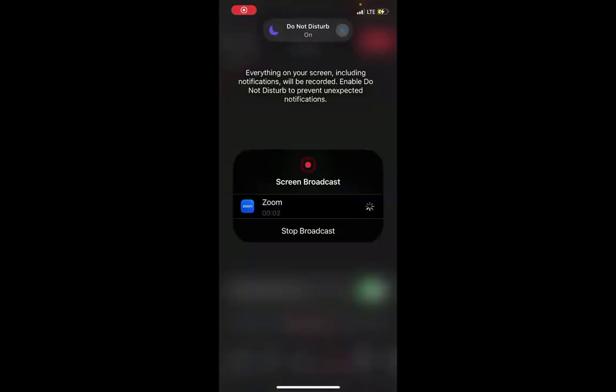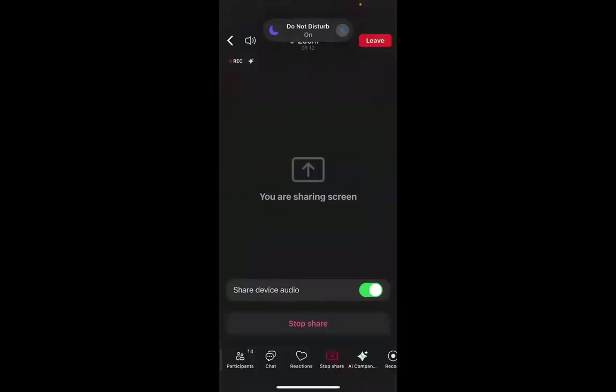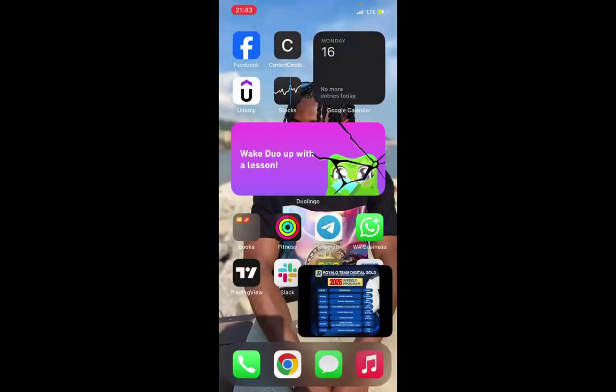So I'll quickly share my screen. And I believe everybody can see my screen, right? So the tool we use for chatting is TradingView.